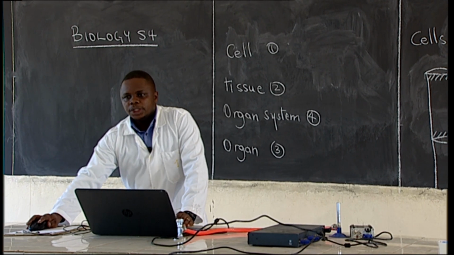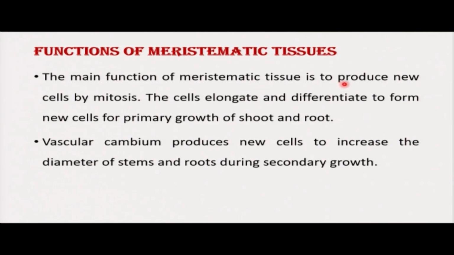One of the main functions of meristematic tissues is to produce new cells by mitosis. Remember, meristematic tissues are made up of cells which are able to divide by the process of mitosis. And if they divide by the process of mitosis, this will cause growth, let it be primary or secondary growth. Make sure you understand the difference between primary growth of the plant and secondary growth of the plant.